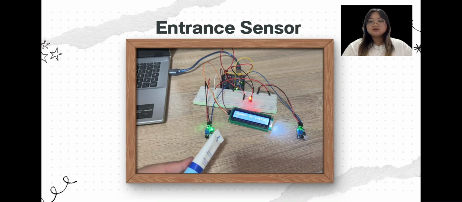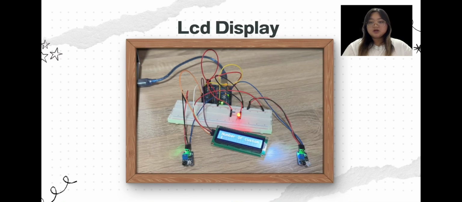The count starts updating when the IR sensor detects a visitor. The LCD displays the message number of customers on the first line. However, as you can see, on our LCD screen, it only shows number of customers because the LCD can only display 16 characters per line. Due to the spacing and character limits, the full sentence does not fit.